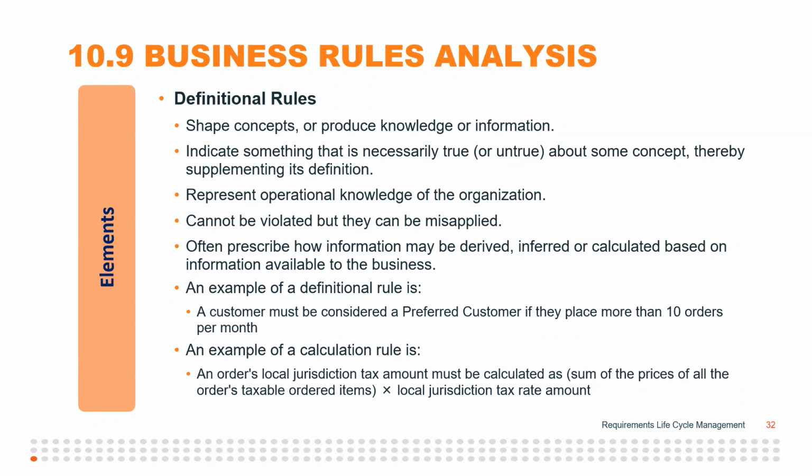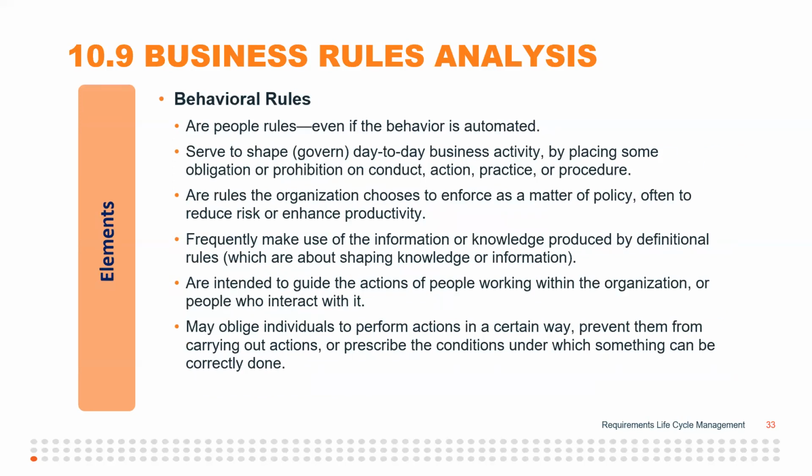Okay. And then an example of a calculation rule is an order's local jurisdiction tax amount must be calculated as the sum of the prices of all the order's taxable ordered items times the local jurisdiction tax rate amount. Okay. And then there's behavioral rules.